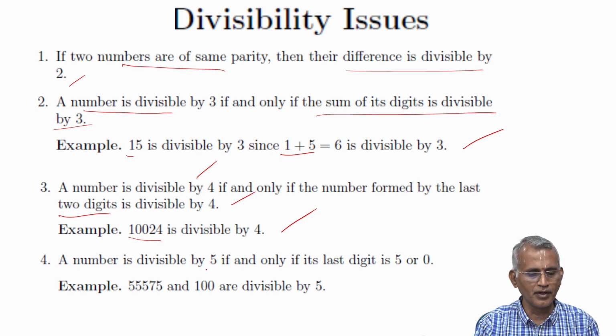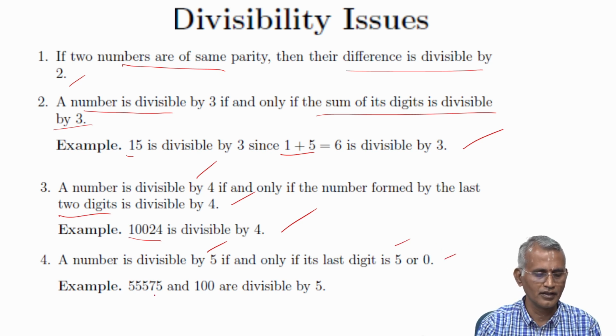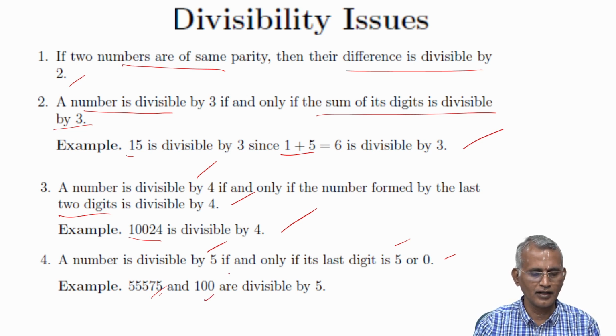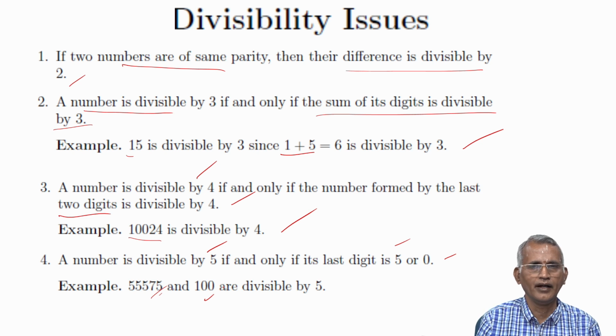A number is divisible by 5 if and only if the last digit is 5 or 0. Check it out, definitely it divides. So you have 55, 575 and 100. You see the last digit of 100 is 0 and the last digit of 575 is 5, therefore both are divisible by 5.